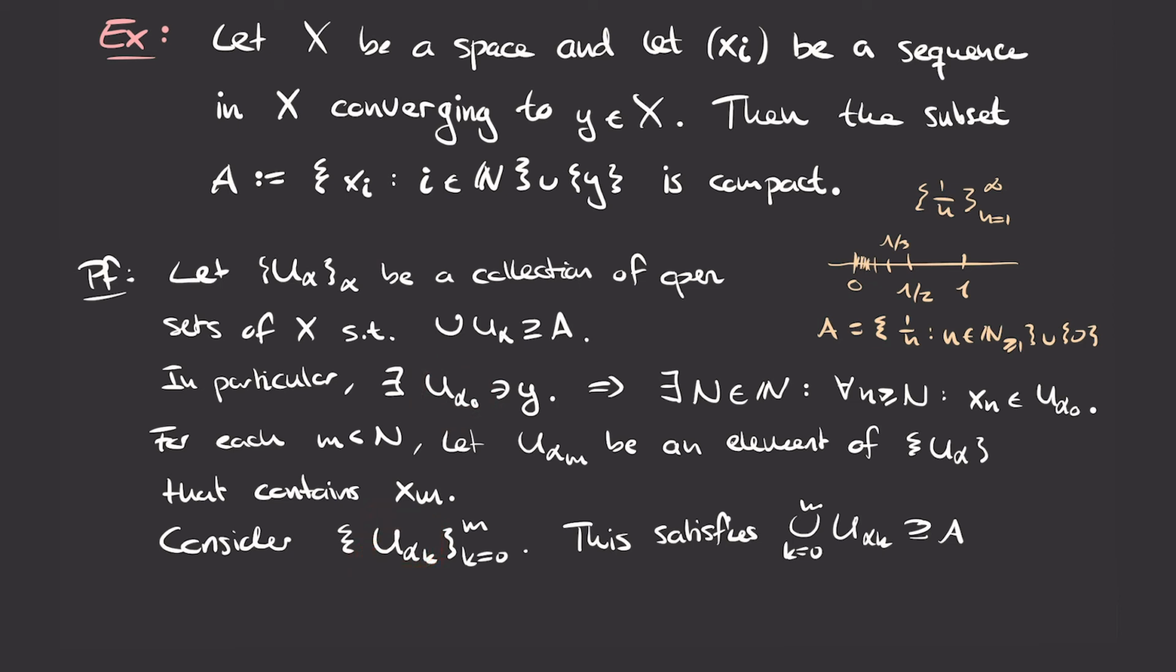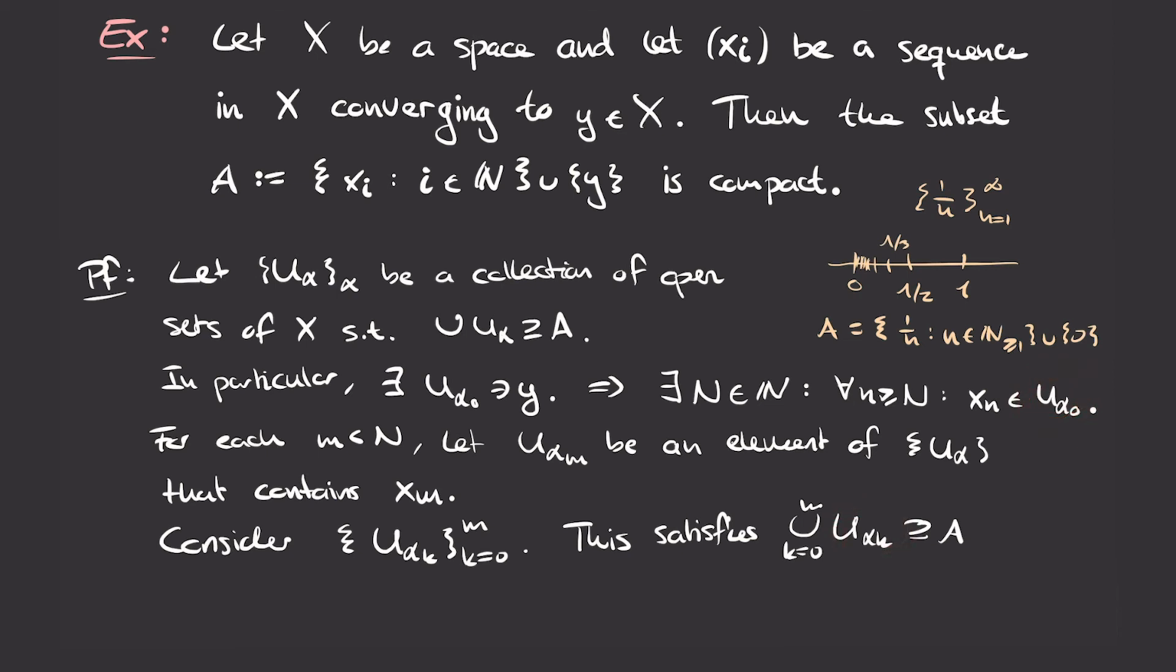Now, in the case where the element of A is of the form xi, we have two cases. Either i is strictly less than N, and in this case we've included an element U alpha m into this collection that contains this point xm. So that case is good. And in the other case, where i is greater or equal to N, then by the fact that the sequence converges, this xi will be contained in U alpha 0, and this is also an element of the collection.